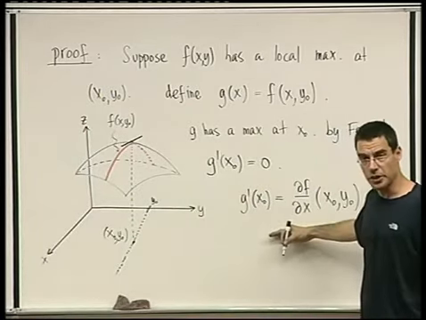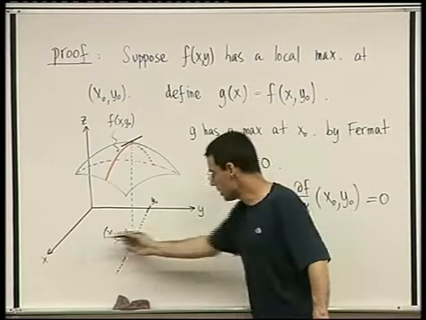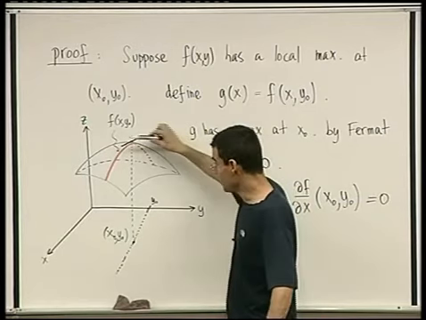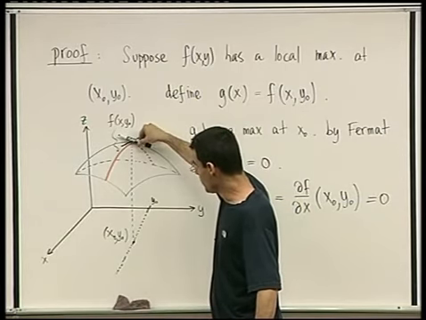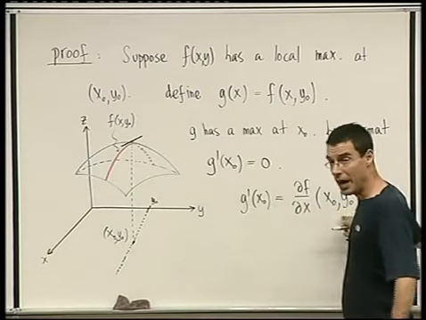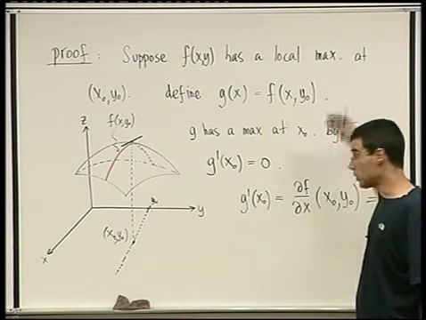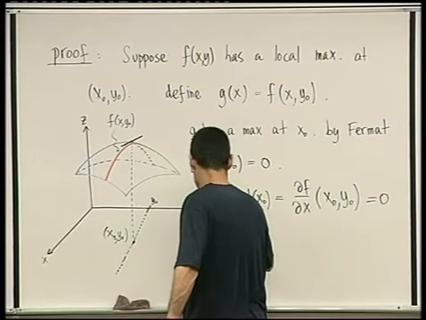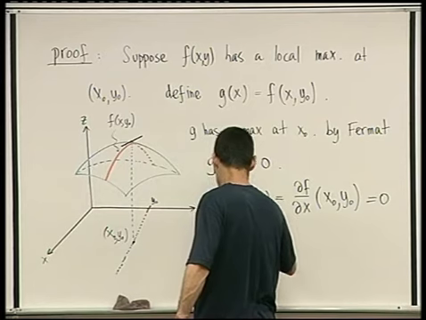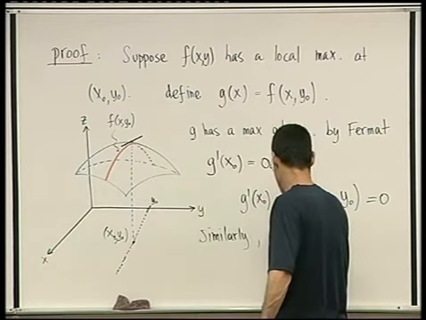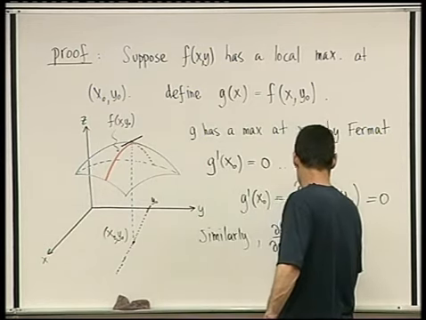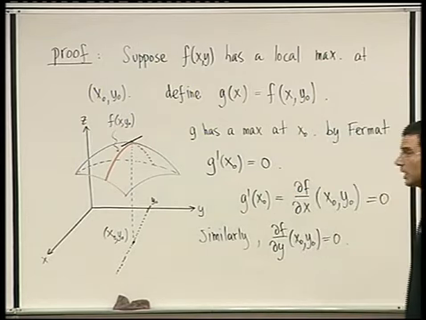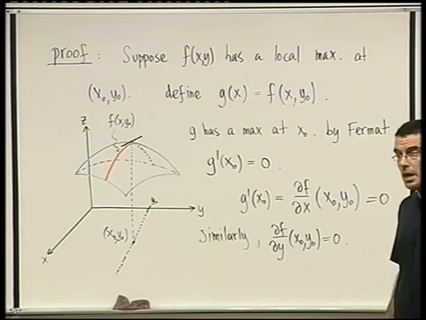An analogous argument in the y direction, if we allow y to vary and fix x0, would give us that the derivative of f with respect to y at that point is 0 as well. I'm not going to repeat the argument, it's the same thing. Okay? So similarly, df to dy at x0, y0 equals 0. And that's the claim of the theorem. Everybody good?